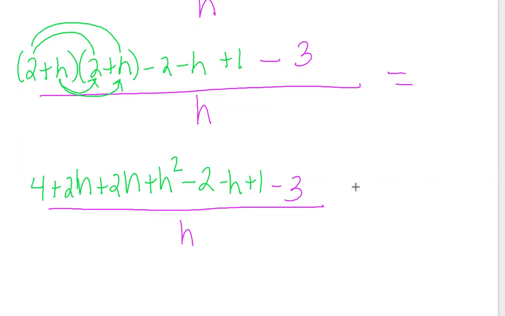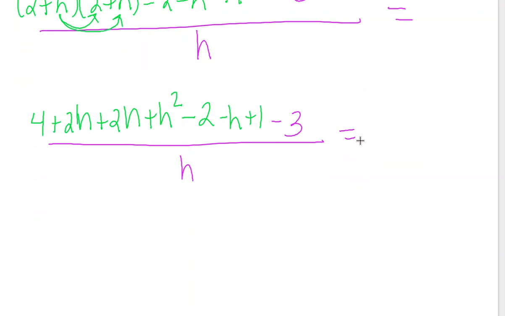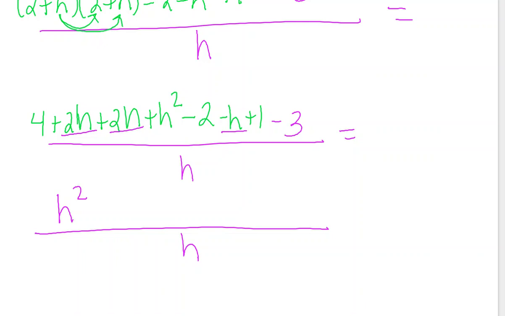What I'm going to do next is combine my like terms. Whenever you combine like terms, you look for things that are common. I usually put them in correct order. So I see that my h squared is my highest power of h, and there are no other ones like that. Then I have 2h plus 2h minus h. So that's 2 plus 2 is 4 minus 1. This is going to be a 3h. And then here I have 4 minus 2, which is 2, plus 1 is 3, minus 3 is 0. So I don't even need to write it down as plus 0 because it's already gone.